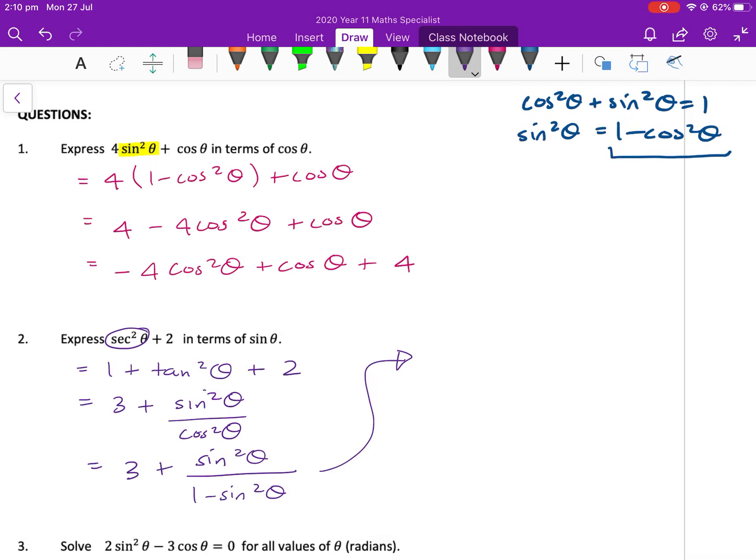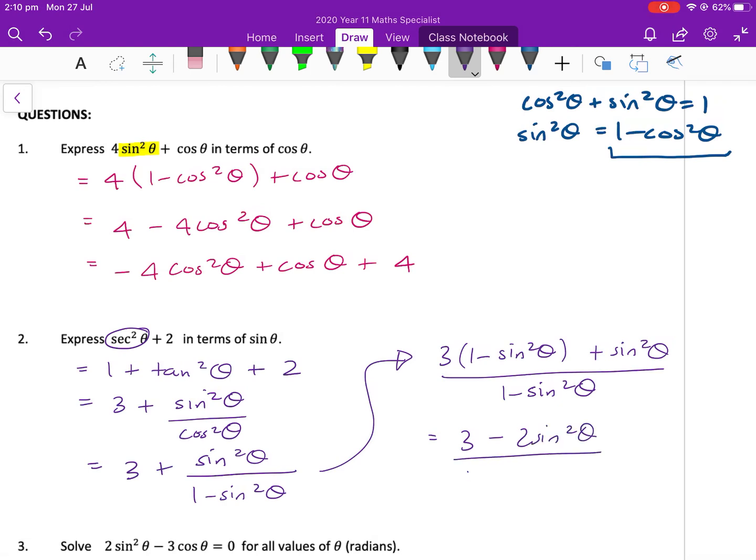I could place them all over a common denominator if I wanted to by multiplying through by sine squared theta over sine squared theta on the 3. And then that would give me the following simplification if you wanted to create a single fraction.